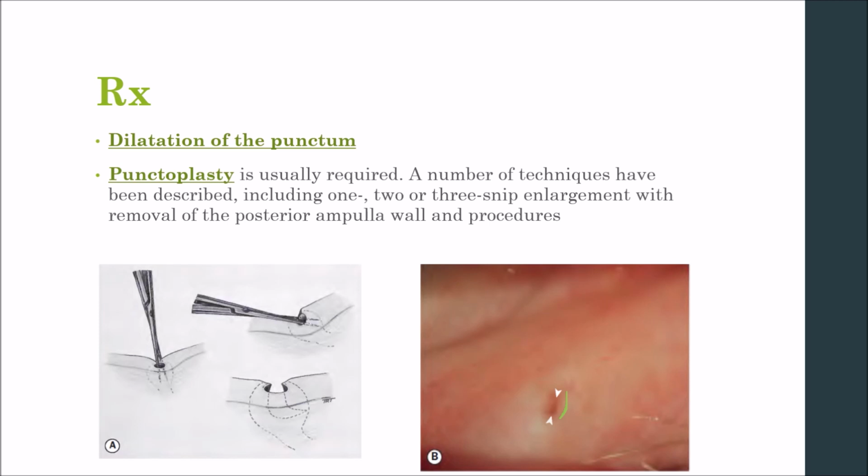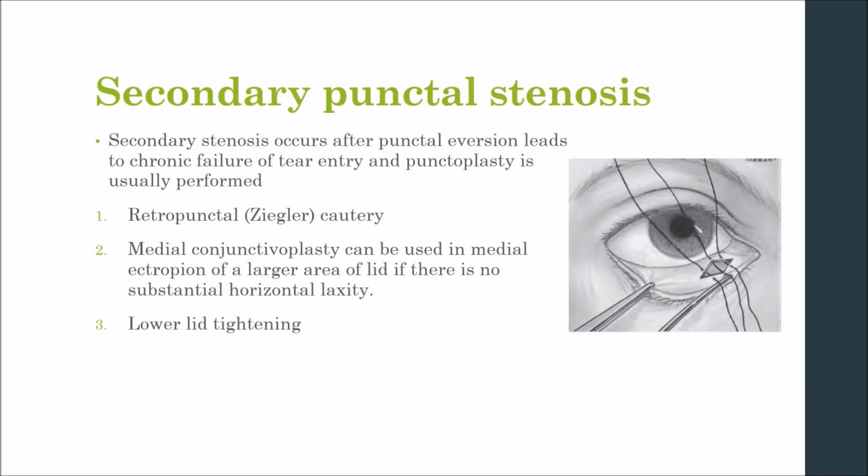After this, the next is secondary punctal stenosis, which occurs after punctal eversion leading to chronic failure of tear entry, and punctoplasty is usually performed in conjunction with correction of the eversion by retropunctal Ziegler cautery, which can be used for pure punctal eversion. Burns are applied to the palpebral conjunctiva at approximately 5 millimeters below the punctum. Subsequent tissue shrinkage could invert the punctum.